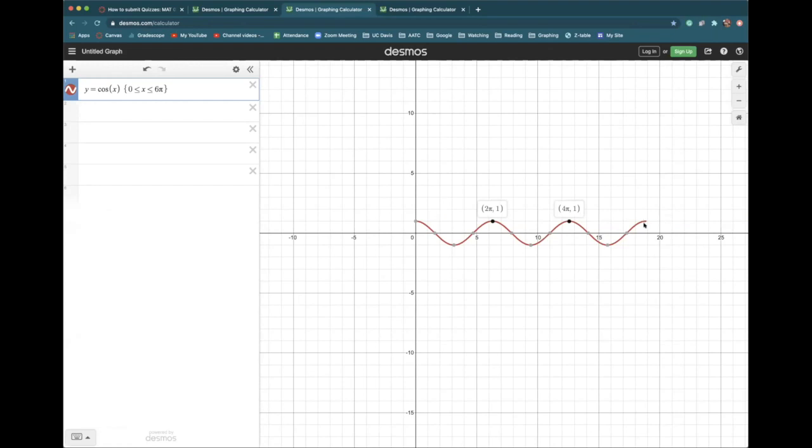So that's how we graph sine and cosine. That's not all we do with sine and cosine, but that's kind of the beginning. So let's see if there's anything else I want to say. Oh yeah, here's what I think about when I'm graphing sine.